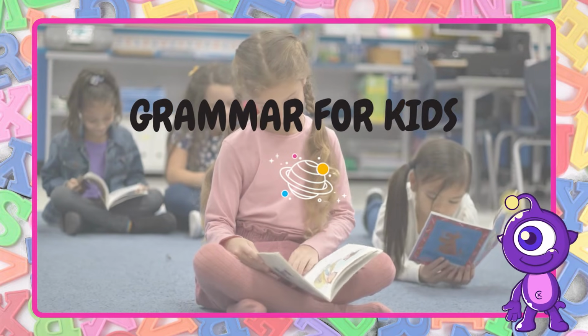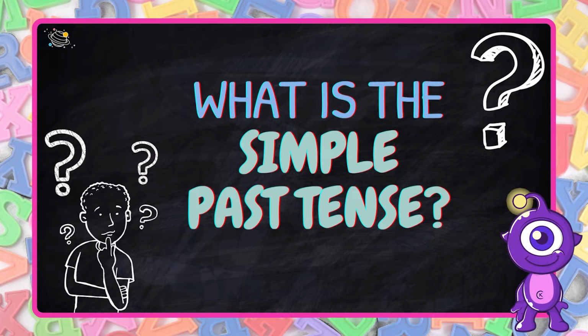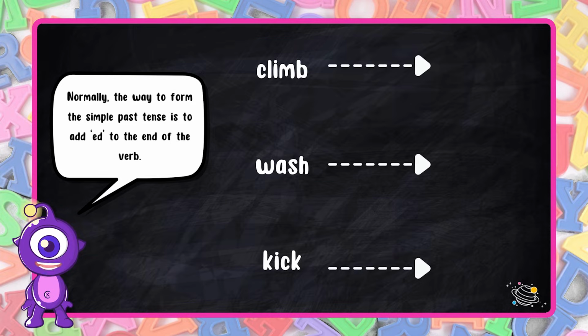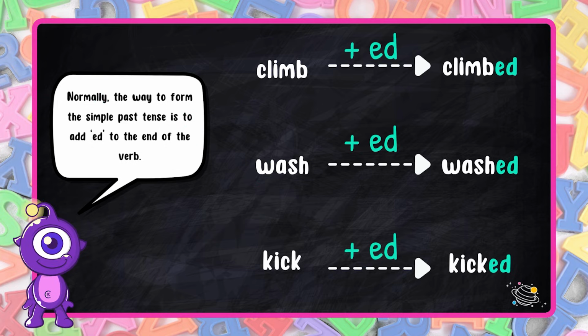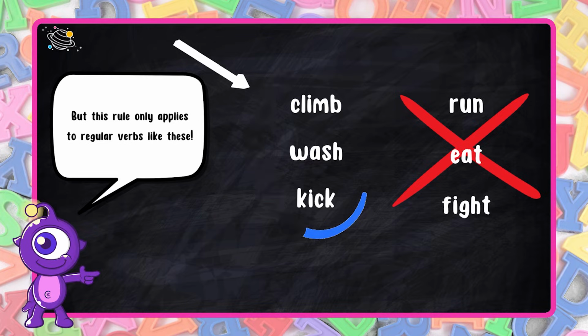Grammar for kids. What is the simple past tense? The simple past tense is used to show that a completed action took place at a specific time in the past. Normally, the way to form the simple past tense is to add ed to the end of the verb. But this rule only applies to regular verbs like these.